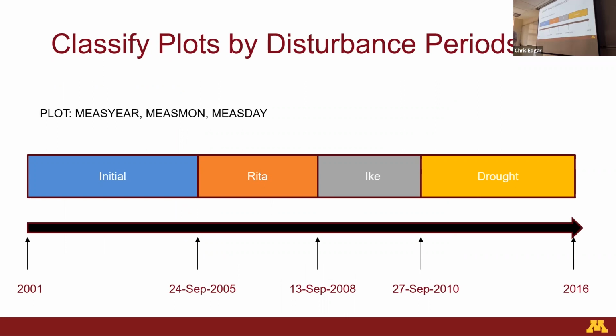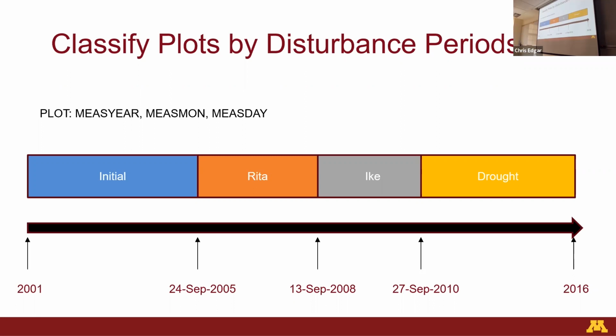And so when you start thinking about where the data comes from that we're actually producing an estimate for, well, in each plot that we measure in the FIA database, it's available to the public when that plot was measured by year, month, and day. And so what I did was, for each set of estimates, which again is using 5 years of observations, I classified each plot based upon whether it was measured before any disturbance, so before 2005. Was it measured after Rita, but before Ike? Was it measured after Ike in this period here? And was it measured in the drought?